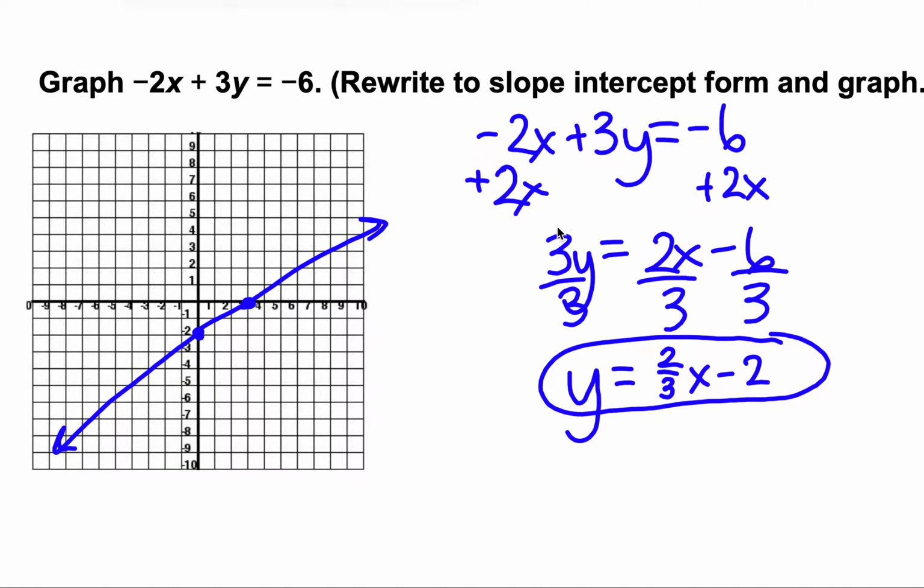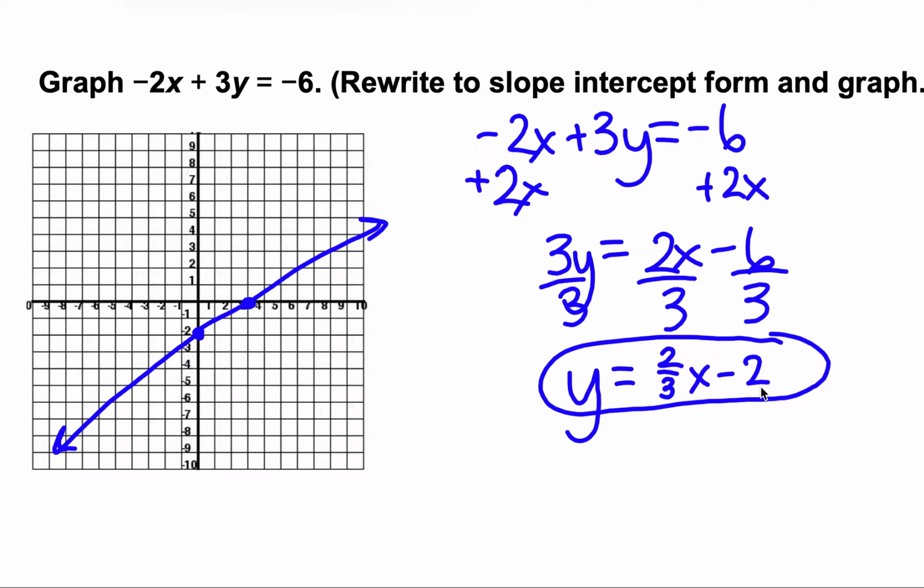Then I have this 3 in front of my y. I have to get it by itself to be slope-intercept form. So divide by 3. All of the terms have to be divided by 3. And then I simplify that. 3 divided by 3 is 1, so I've got 1y. I have 2x divided by 3, so I'm going to push that 2 divided by 3 out to the front and make that look like a fraction, 2/3. And then negative 6 divided by positive 3 is negative 2. So there's my equation, y equals 2/3 x minus 2. That's my slope-intercept form equation.